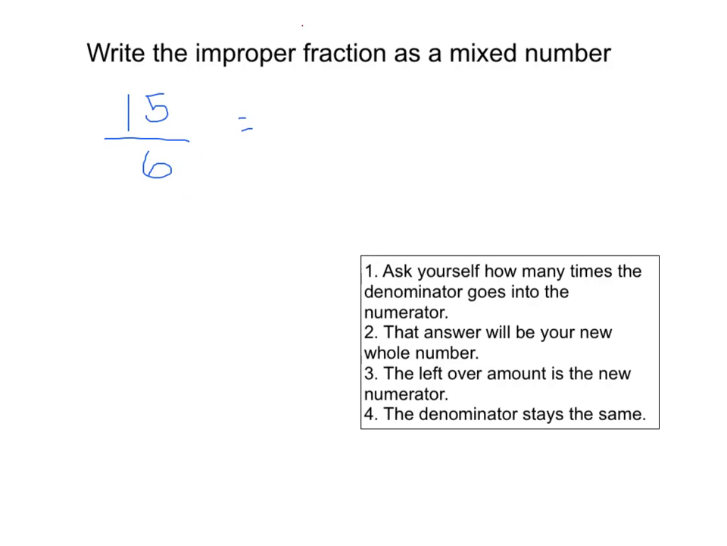Last problem. Same steps. Number 1, ask yourself how many times the denominator goes into the numerator. 6 goes into 15 how many times? Hopefully you thought 2. 6 goes into 15 2 times, which equals 12. The number left over, or the difference between 15 and 12, is 3. Step number 4, keep your denominator. It should stay the same. So 15/6 actually equals 2 3/6.